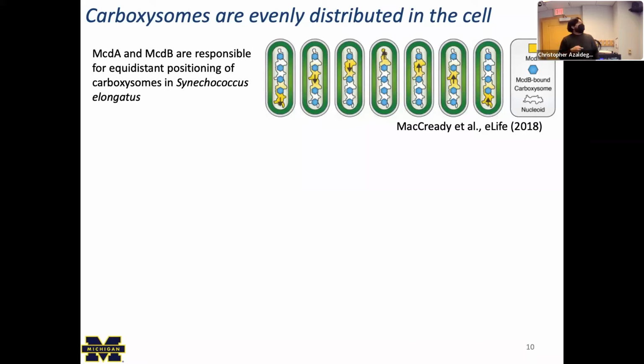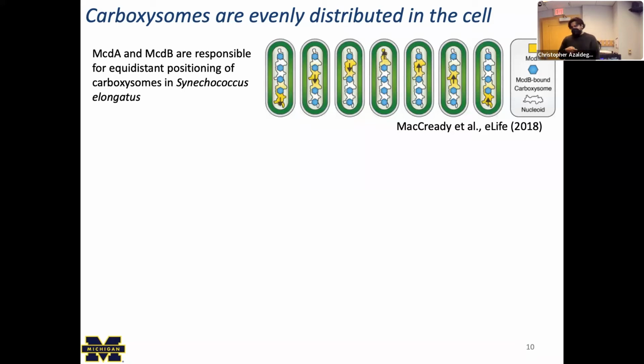So briefly, we have this mCherry-McdB protein that, from the diagram on the right, is a DNA binding protein that is able to form these very pretty oscillation patterns on the nucleoid. So it oscillates back and forth, therefore positioning carboxysomes. However, they themselves cannot interact with carboxysomes, so they have a partner protein, mCherry-McdB, that is localized to carboxysomes itself.